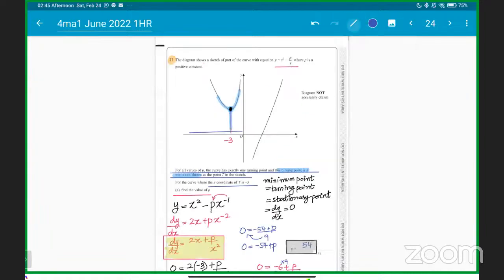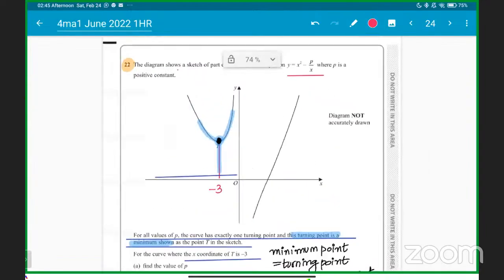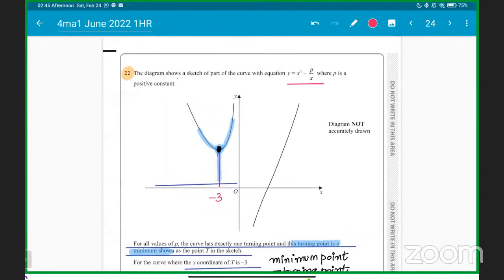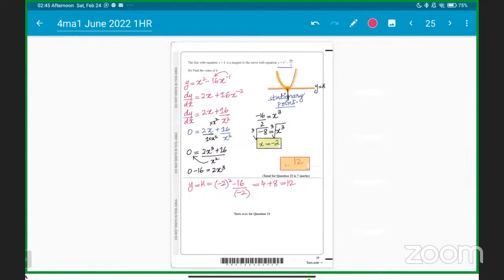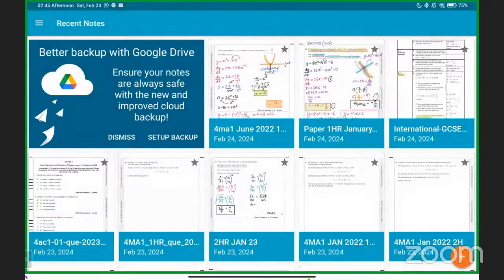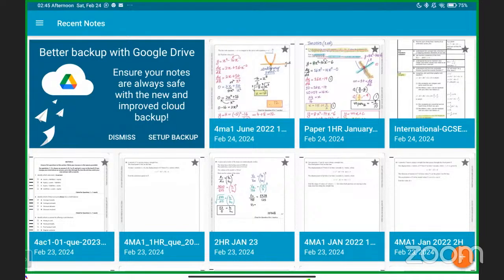This was from paper June 2022, paper 1 HR. Very important questions. Okay, is this clear?